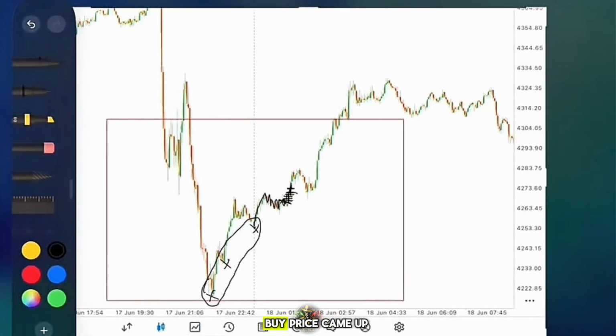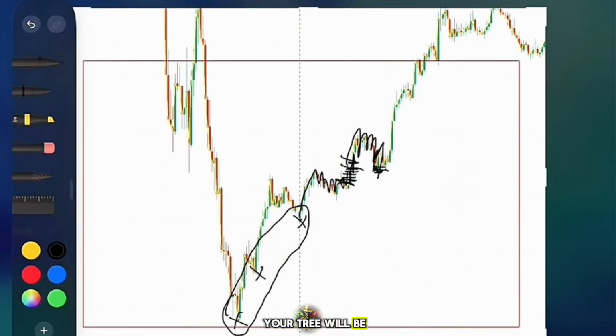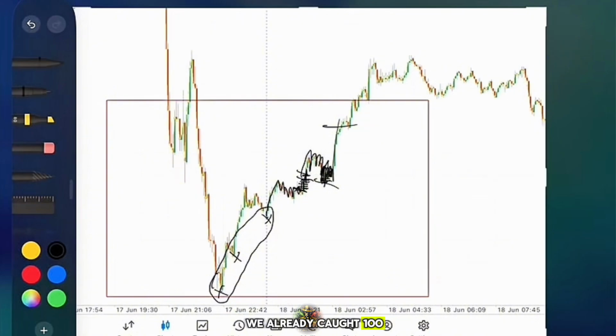Right, enter for a buy. Price came up, drew down a bit. Your trade will be floating a bit. Another sideways push. See, we already caught a 100 pip move.